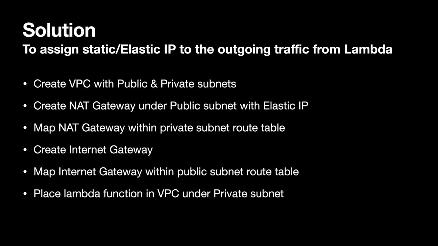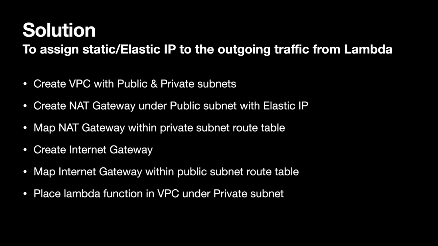Whenever the NAT gateway receives the response back, it will translate the address back to its original IP address, that is the private IP address. Then we are going to map the NAT gateway within the private subnet route table, and then we need to create the internet gateway. Basically, the internet gateway allows resources within your VPC to access the internet and vice versa. Then we need to map the internet gateway within the public subnet route table. Finally, we will create a Lambda function and place it in the VPC under the private subnet.